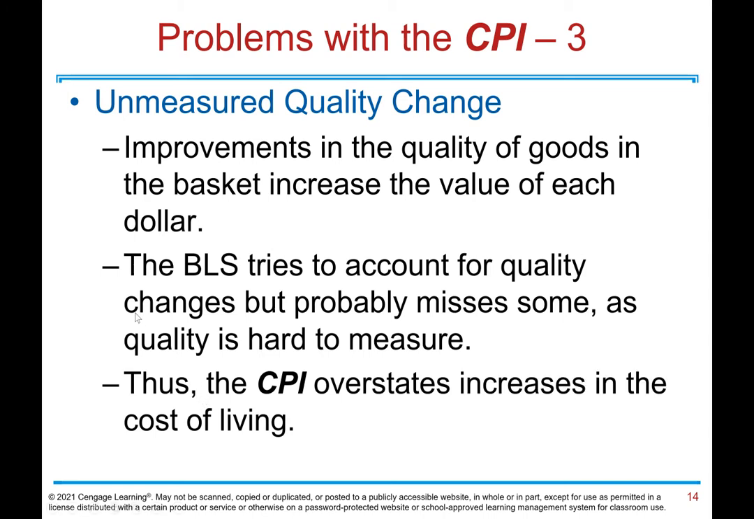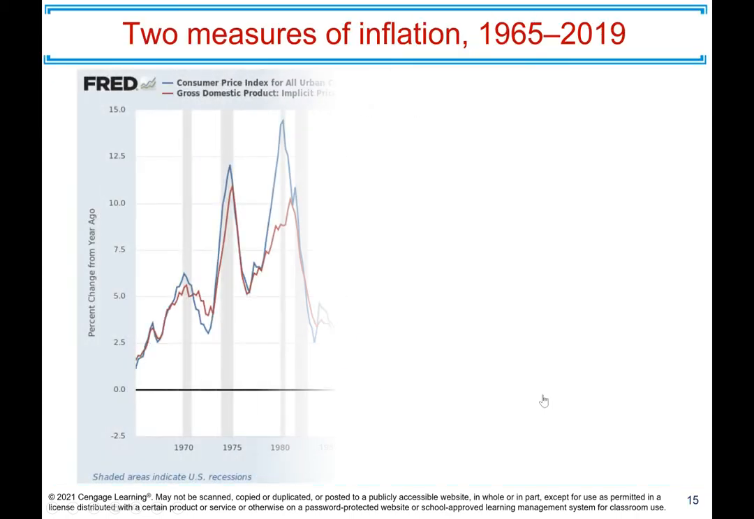The other problem is unmeasured quality change. Improvements in the quality of goods in the basket increase the value of each dollar. The Bureau of Labor Statistics tries to account for quality changes, but probably misses some, as quality is hard to measure. And thus, the CPI overstates increases in the cost of living.